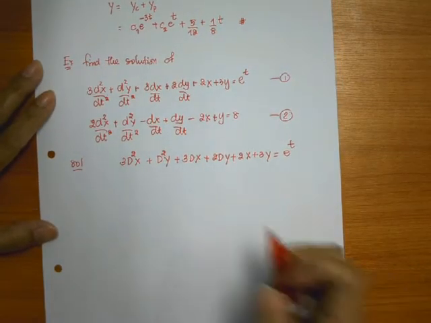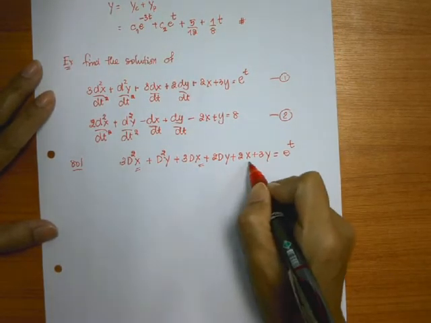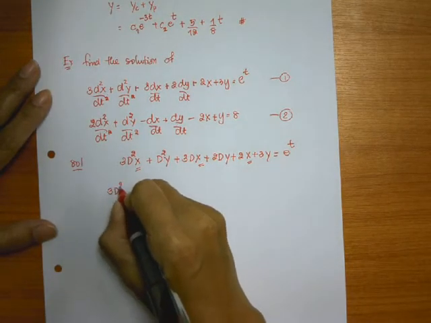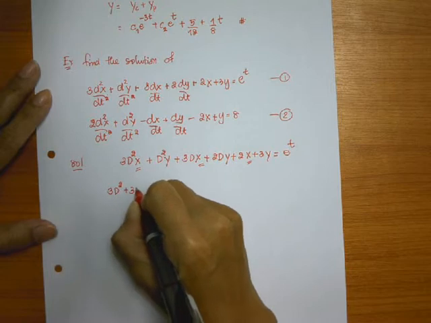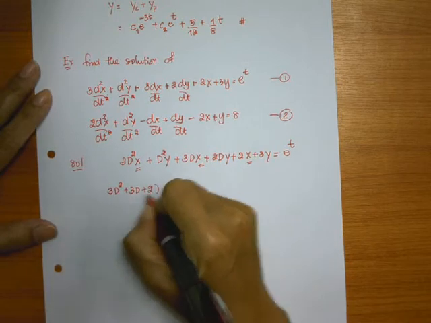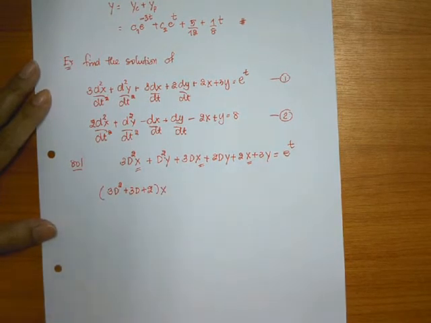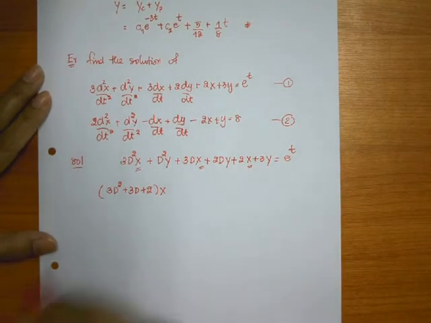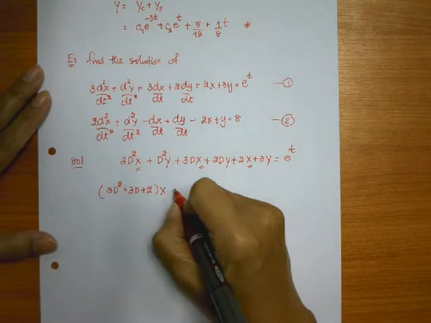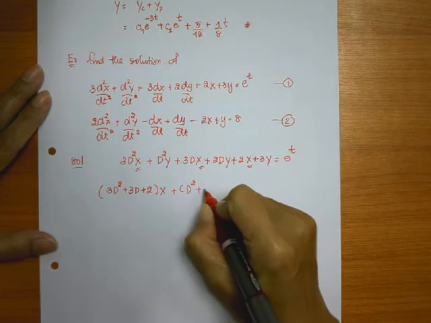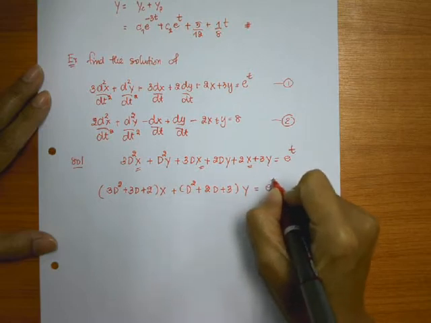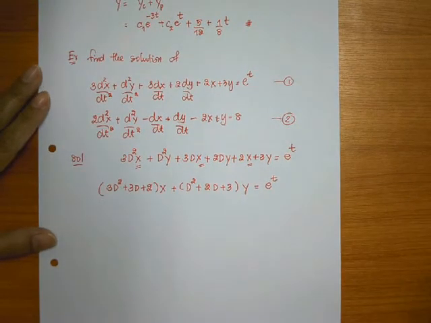And then any term that has x, you put them together. So you would get (3D squared plus 3D plus 2), the whole thing times x. And then any term that has y, you also put them together, so you would get (D squared plus 2D plus 3)y. That is our first equation.